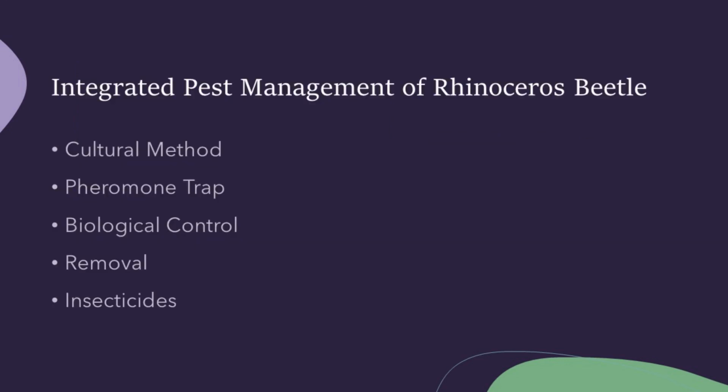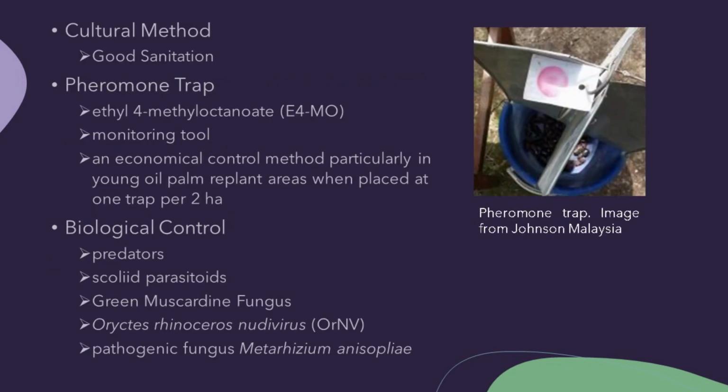After that, we will be going straight into the integrated pest management of rhinoceros beetle, which are cultural method, pheromone traps, biological control, removal, and also insecticides. For the cultural method, it is the same as the whiteflies, which is having good sanitation around the plantation, of course, the palm trees. Then we have pheromone trap, with one of the examples of pheromone being ethyl 4-methyloctanoate or E4MO as a monitoring tool, or actually an economic control method for young oil palm replanting areas with one trap placed per 2 hectares.